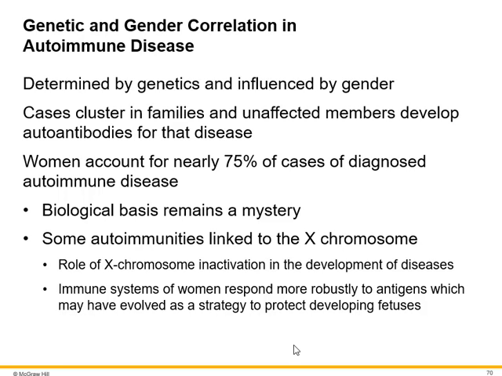And the immune systems of women respond more robustly to antigens, which may have evolved as a strategy to protect developing fetuses. So it may be something that resulted from X chromosome inactivation. Anyway, that is one theory about how these autoimmune diseases that are linked to females have occurred, and females mainly have them. Why that is, we are still not sure, and I don't know that that is a firm idea. Again, there's this gender correlation, but not causation.